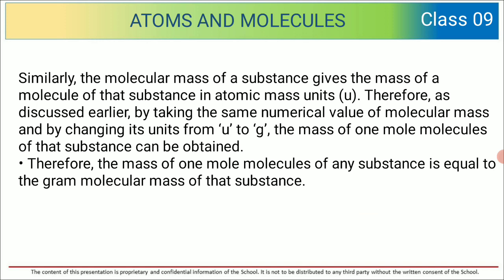Similarly, the molecular mass of a substance gives the mass of a molecule of that substance in atomic mass units, that is u. Therefore, as discussed earlier, by taking the same numerical value of the molecular mass and changing its unit from u to g, the mass of 1 mole of molecules of that substance can be obtained.